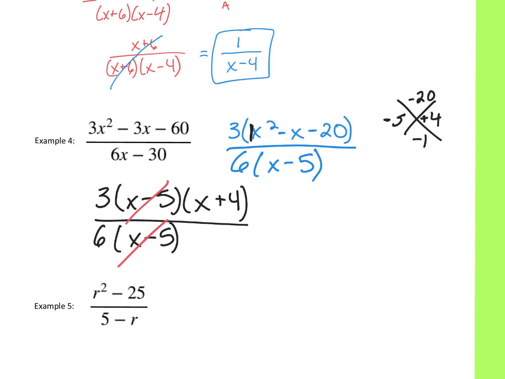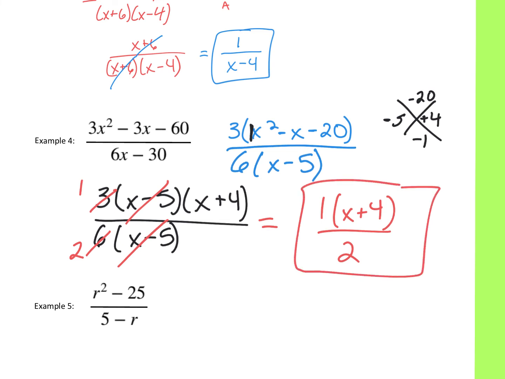Is anything else going to happen? No. I mean, 3 can go into 3 and 6. So 3 and 6 are monomial terms, right? So just like number 1 that we did, we can simplify monomials. So 3 divided by 6 would be what? 1 over 2. Okay. So 1 times x plus 4 divided by 2. Is that as simple as it will go? Yeah. Because we cannot simplify a binomial with a monomial.